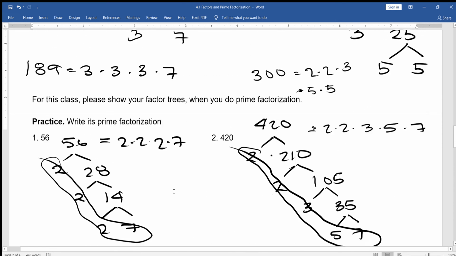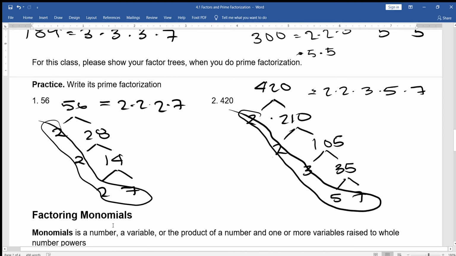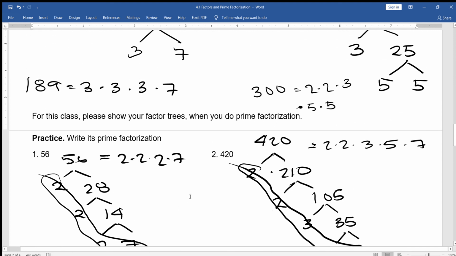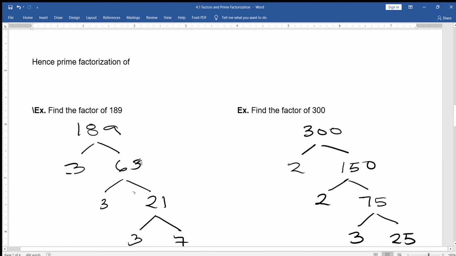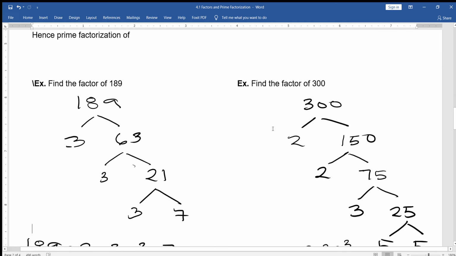And then that's it. Don't worry about factor monomials. Just focus on prime factorization.